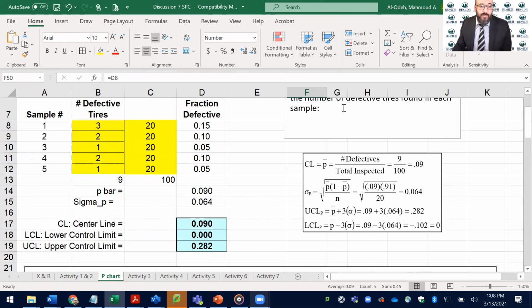Now we're going to move to a C chart. We're going to talk about the C chart, but I'm going to leave it to another video, and we'll do another activity for that video. With that said, I'll see you in another video on the C chart.